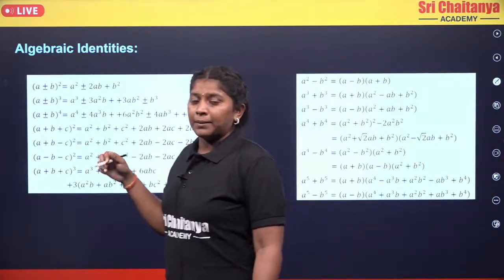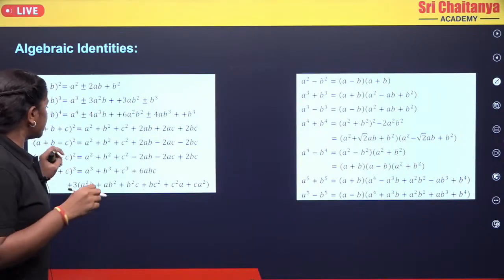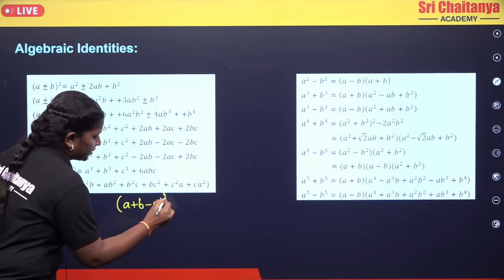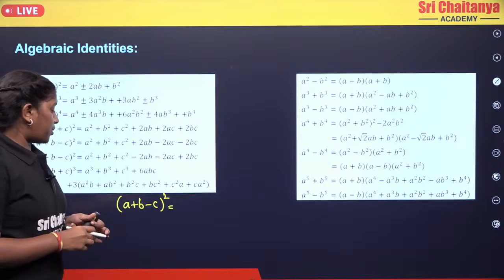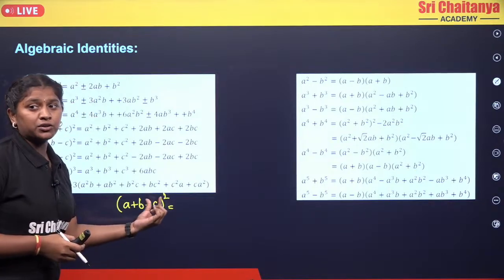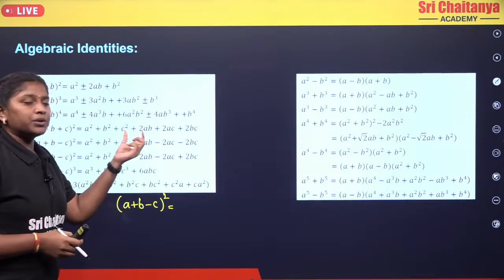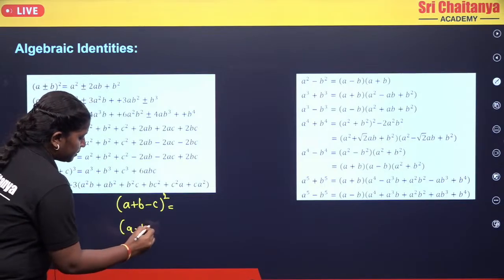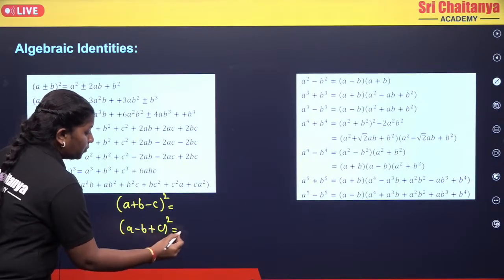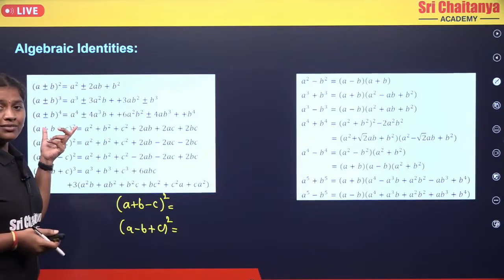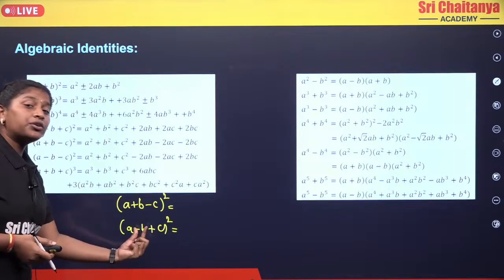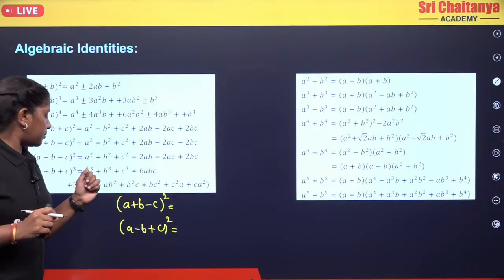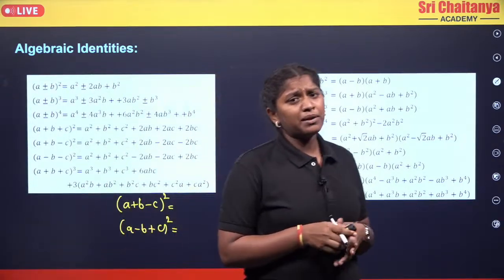But coming to the next identity, if you observe clearly, we have a plus b minus c whole square. Now the terms with respect to c become negative in the identity. Same if you have a minus b plus c whole square. In our identity with three variables, we get the negative for the terms that have b.